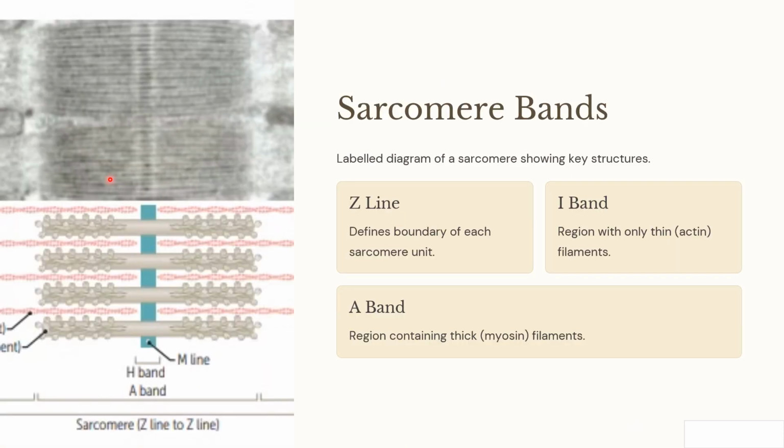So let's see in this diagram. As I told you, the darker band is the A band, which is the myosin. If you see in the middle, there is a line which is the M line, abbreviated for middle. And in between there is a lighter color also, which is the H band. Now here we do have the actin, this is the I band. And from one end to the other end, Z to Z, that is the sarcomere.